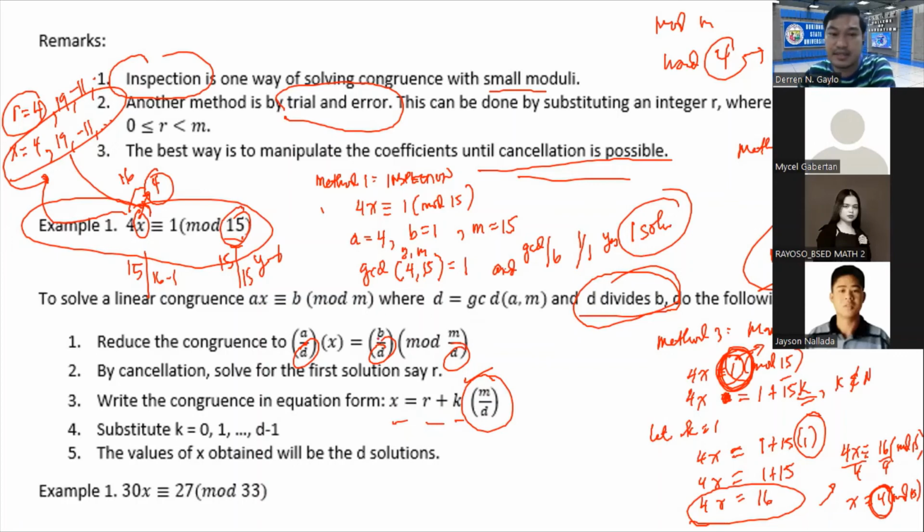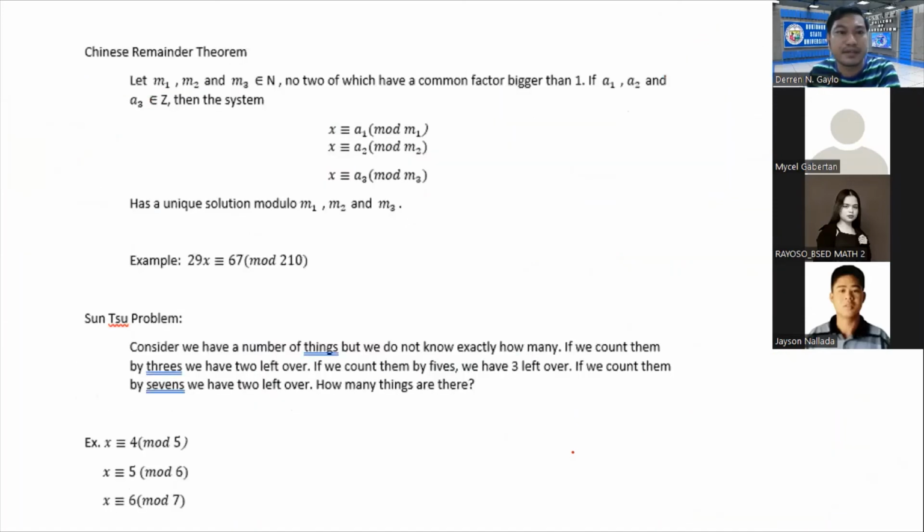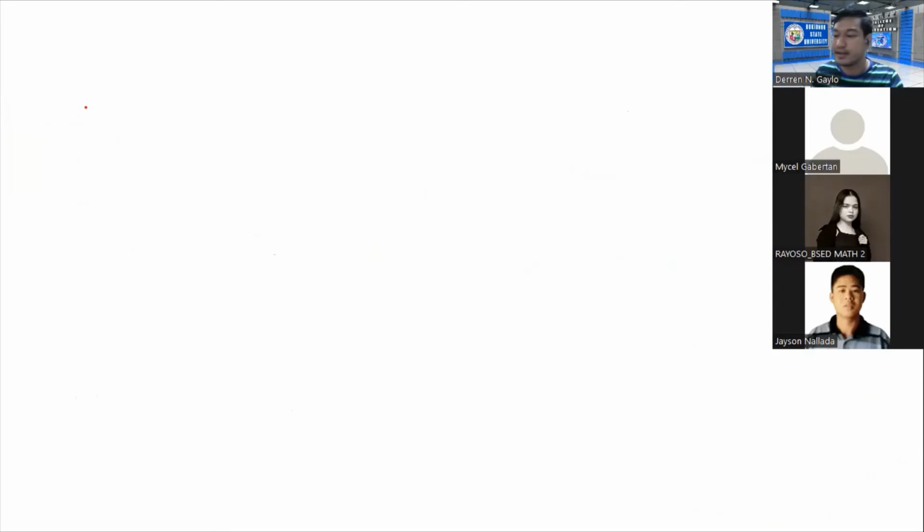30X is congruent to 27 modulo 33. Sige ka na. Let me have another screen. Okay, ka na. Hinga screen ako ikuan ha. Okay. Let us solve 30x is congruent to 27 modulo 33. Kana siya.